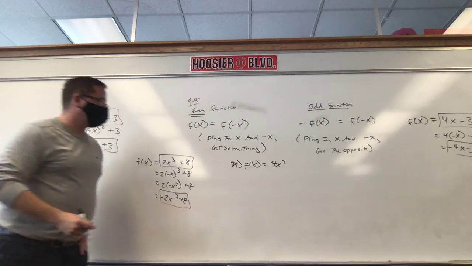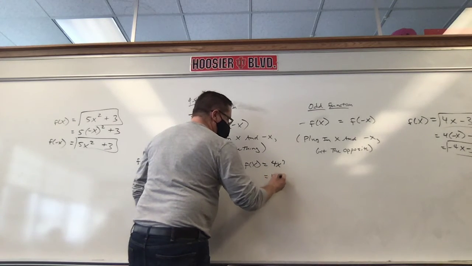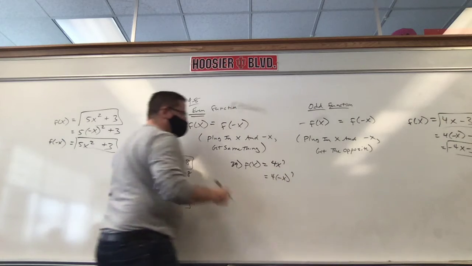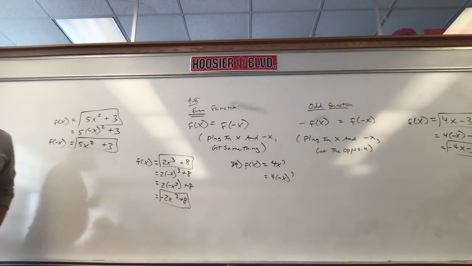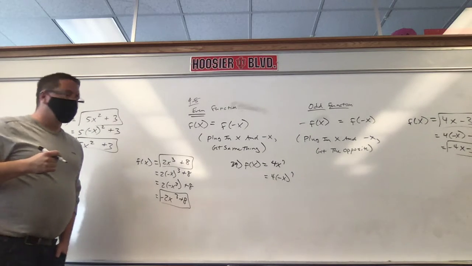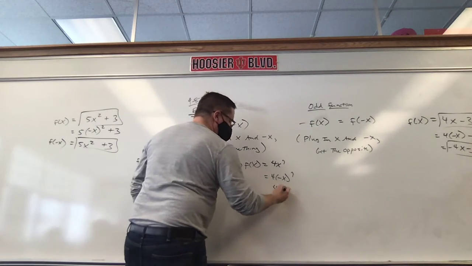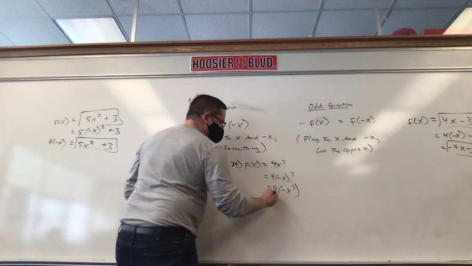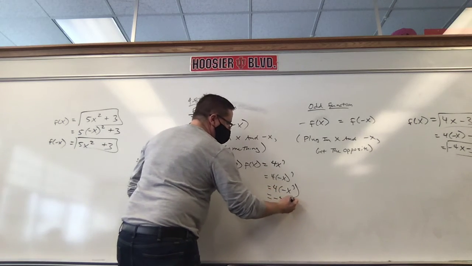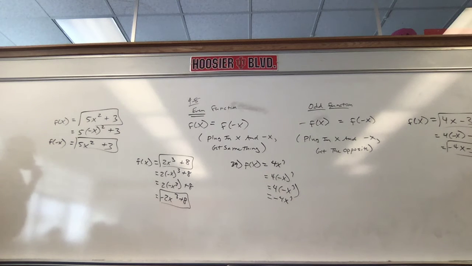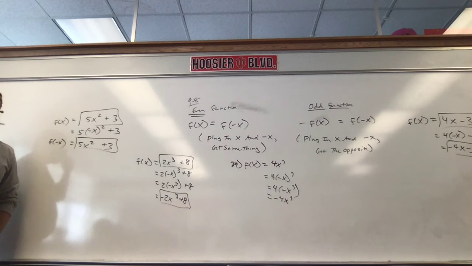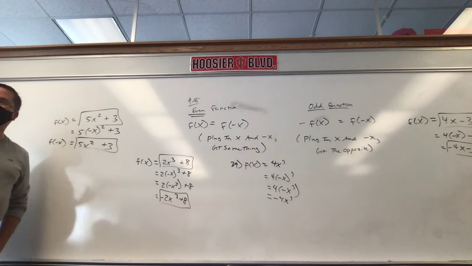What do we plug in? Negative x. So 4 times negative x to the 7th. What's negative x to the 7th? Negative x to the 7th. What's 4 times negative x to the 7th? Negative 4x to the 7th. So, is it even, odd, or neither? Is it even? No. Why? It's not the same. Is it odd? Yes. Why? They're opposites. It's odd because they're opposites.